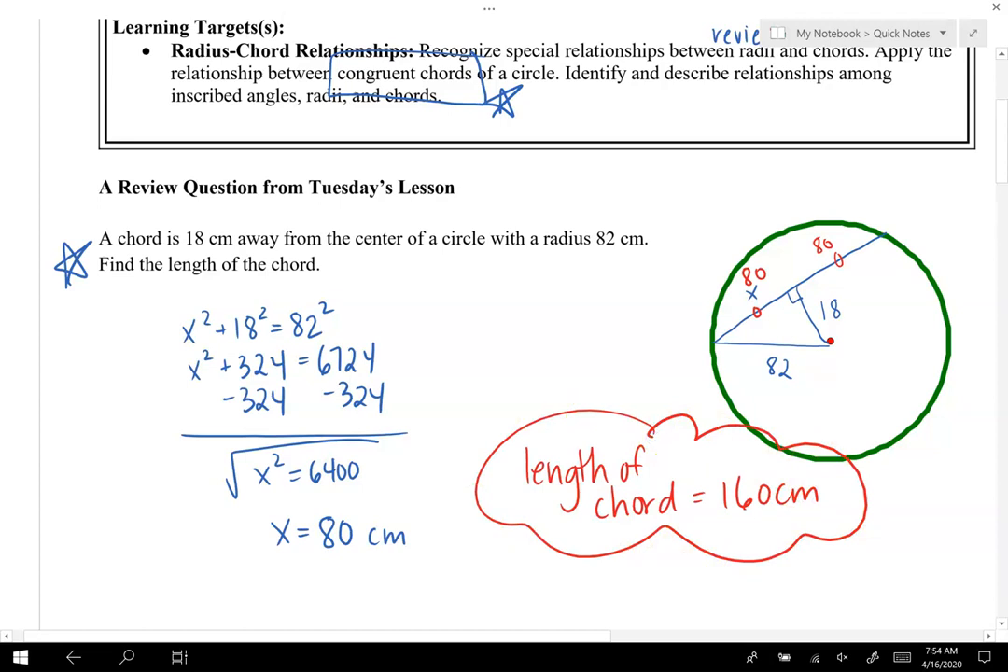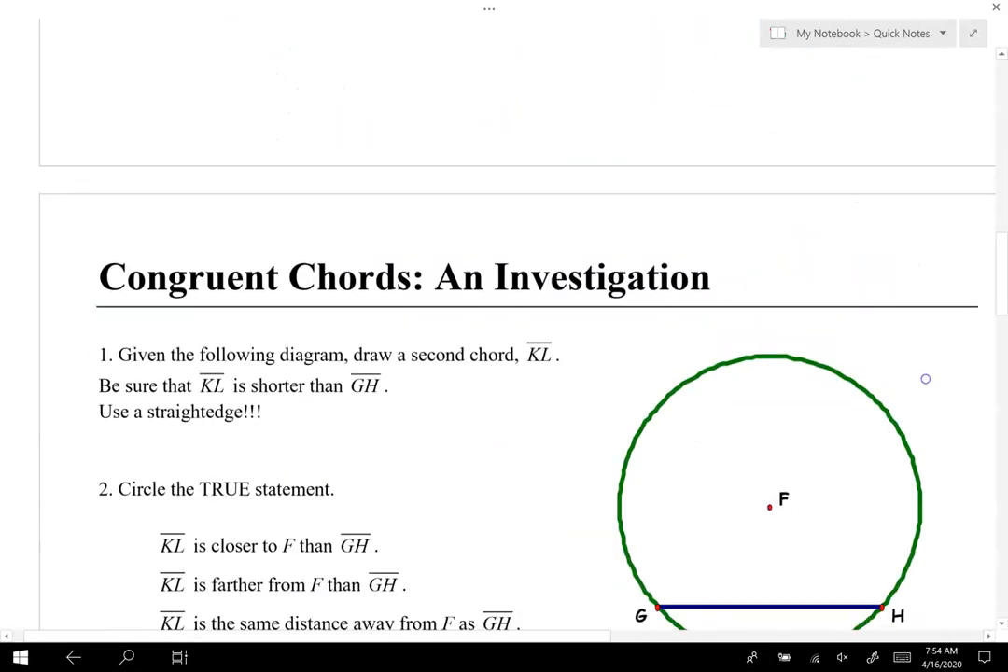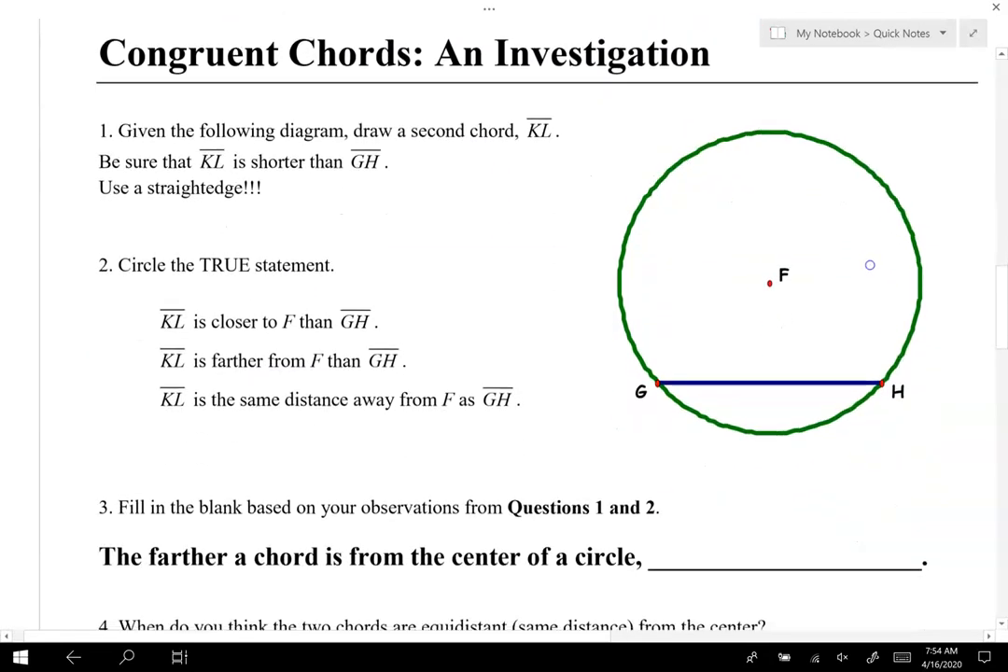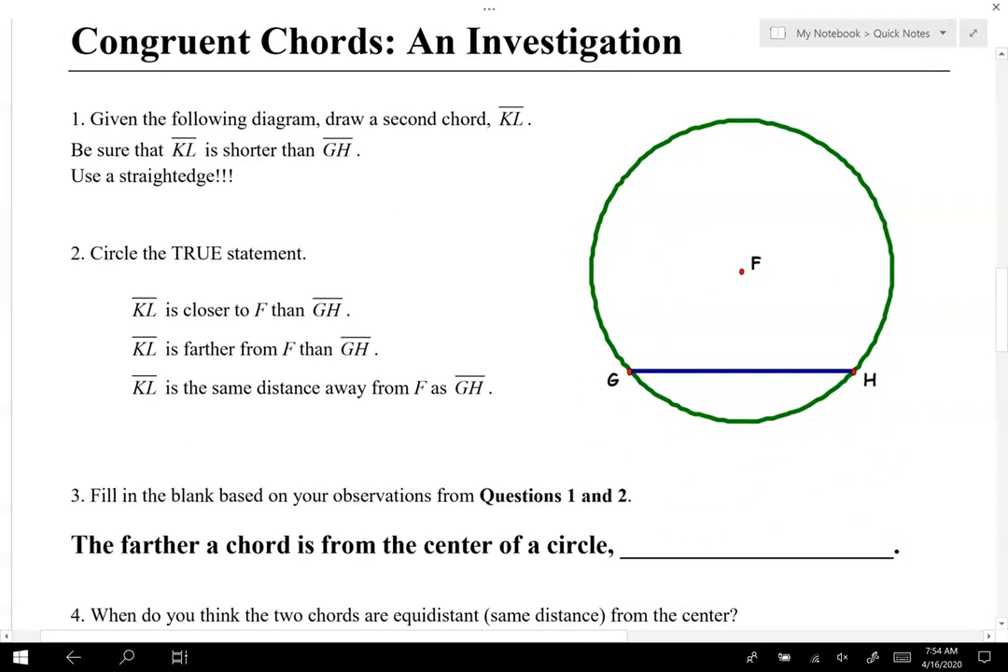There's a review question. All right, on to the new material, congruent chords, an investigation. So I would love it if you just looked at this on your own for a couple minutes. So pause this, try it, and then unpause it and see if you get the same thing as me. And now, assuming that you've done that, here we go.